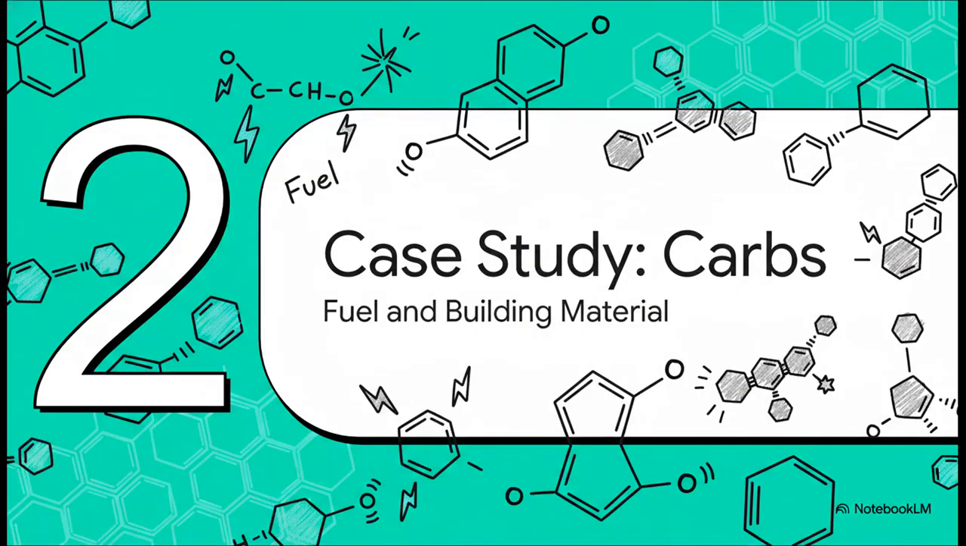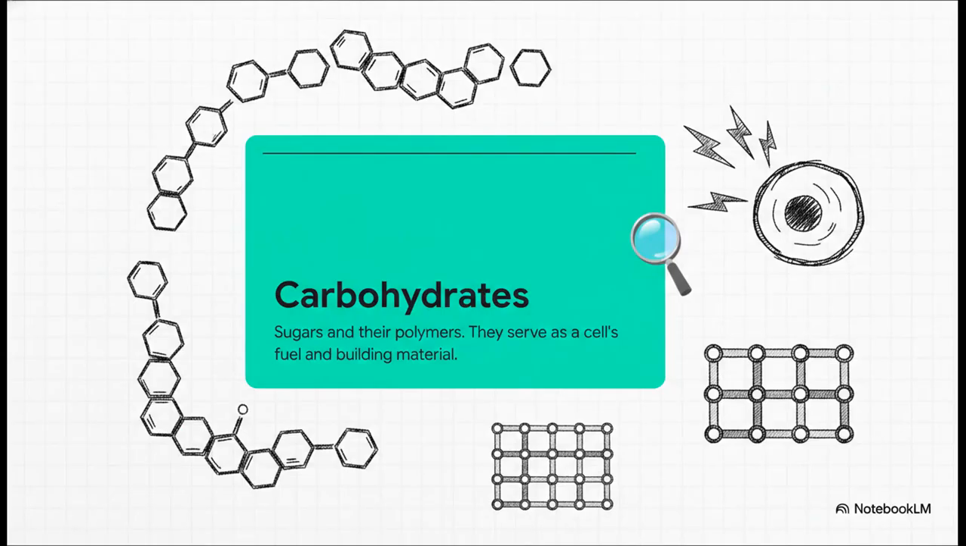Okay, so now that we've got that universal Lego principle down, let's put it into practice. Let's build our first class of macromolecules and meet the carbohydrates. So what are carbohydrates? Well, at their core, they're just sugars and the big long chains you can build out of them. And they have 2 main jobs in pretty much any organism. They're either fuel to be burned for energy, or they're used as building materials, fuel or structure.